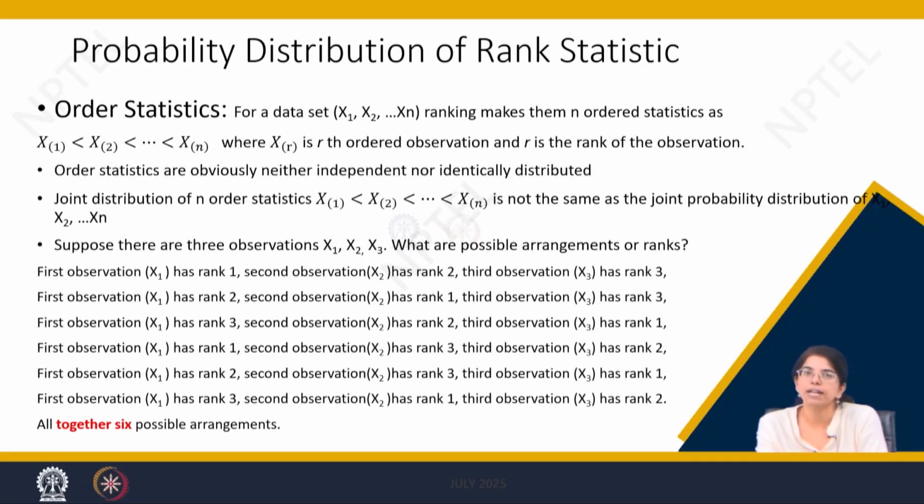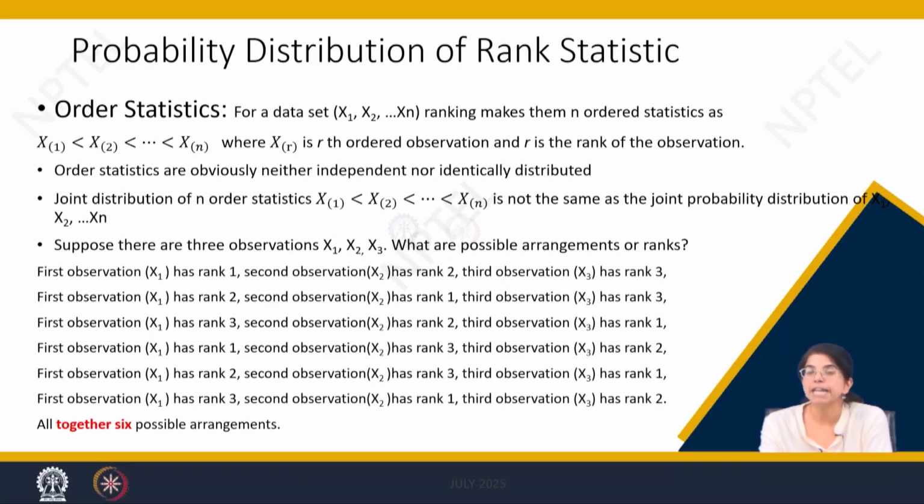Okay, let us have a quick and particular example. Suppose there are 3 observations, very easy: x1, x2, x3. What are the possible arrangements, or what are the possible ranks one can think of? The first observation might have rank 1, the second observation has rank 2, and the third observation has rank 3. Similarly, the first observation might be bigger than the second observation. In that case, the second observation has rank 1, and the third observation has rank 3.